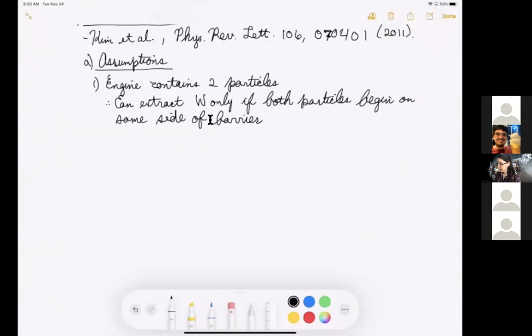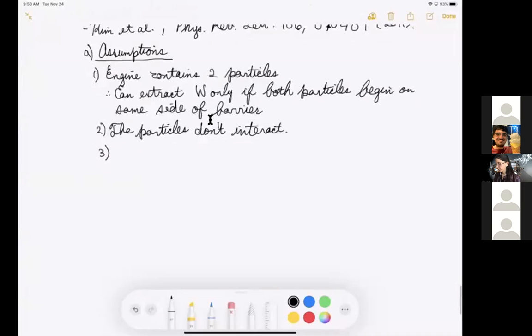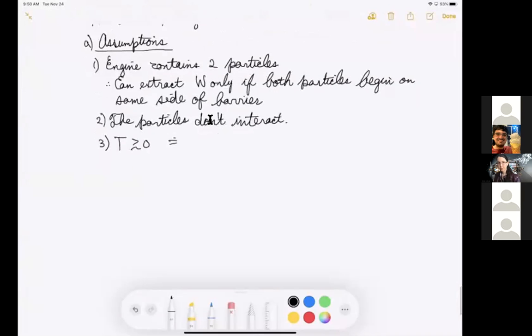Second, we'll assume that the particles don't interact. This assumption was lifted in a number of later papers by other authors. Then we'll suppose that, at least in the case of quantum particles, the temperature is very close to zero, so that the system is approximately in its ground state.